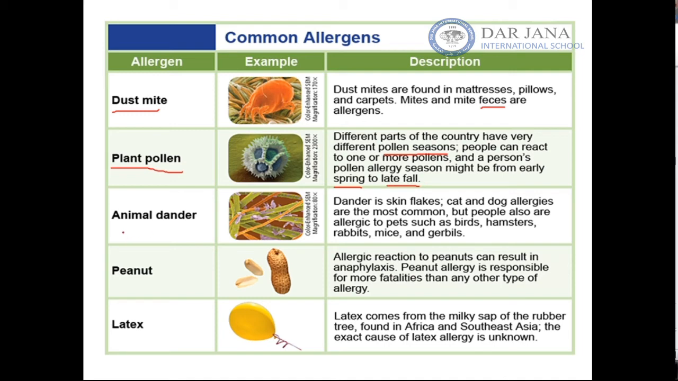Animal dander. What is animal dander? Dander is skin flakes, parts of the skin of animals like cats, dogs, pets, birds, etc. Other people are allergic to peanut and others are allergic to latex. And as we said, it is the substance that they use in making balloons and surgical gloves.